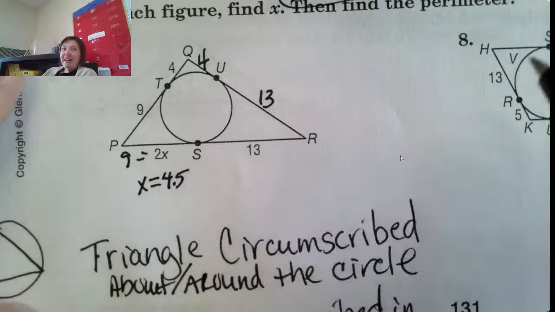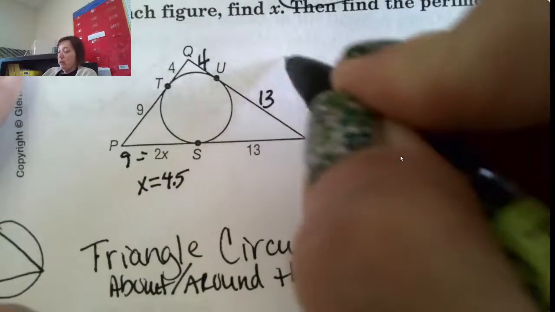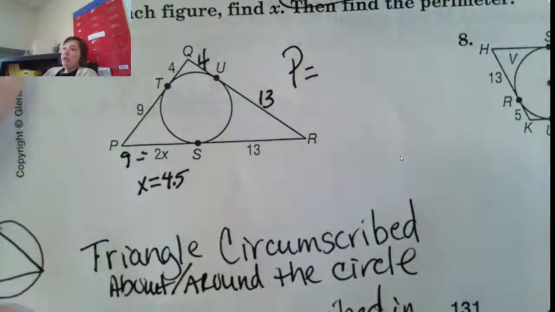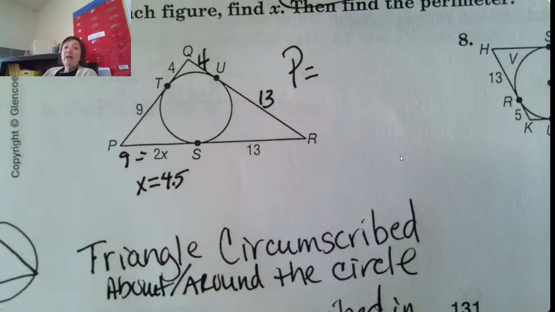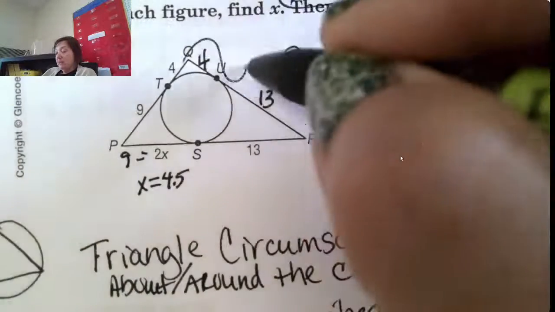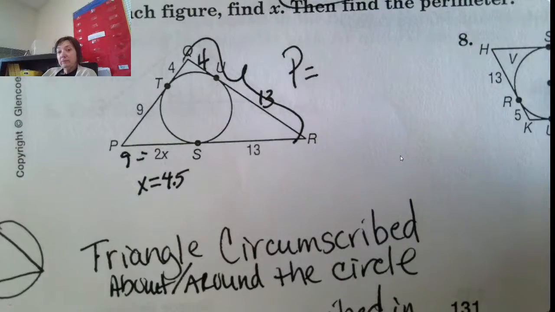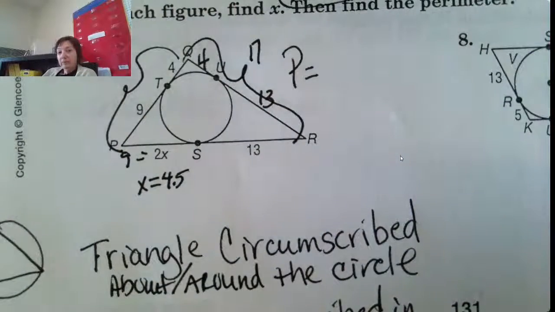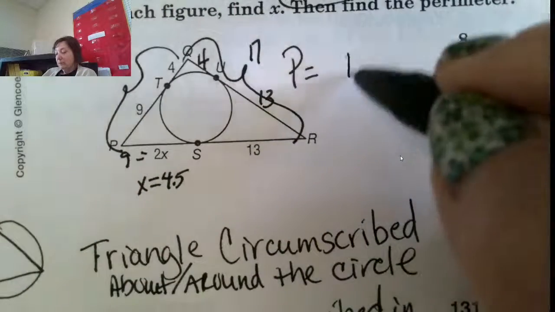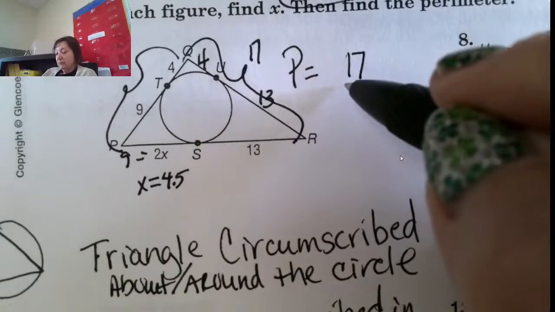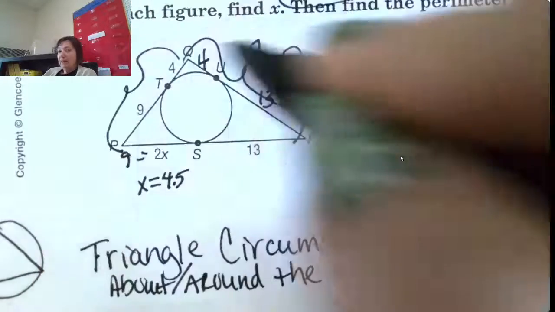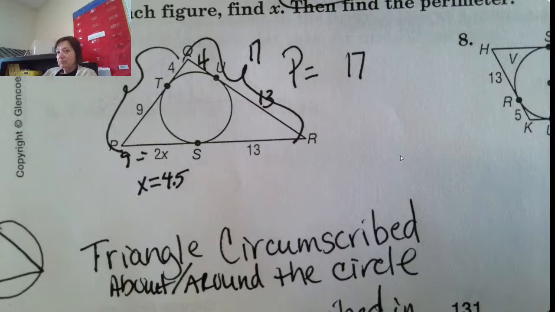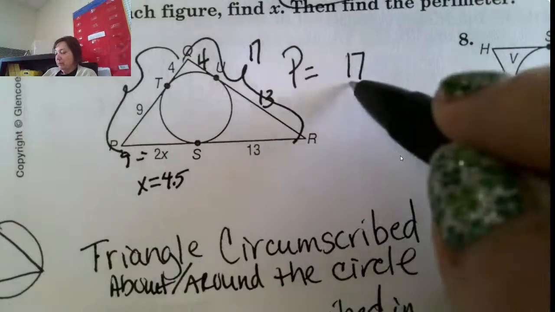All right. Now, the next thing is we've got to find the perimeter. How do you find the perimeter of a triangle? Add them all up. How big is this side? 4 plus 9 is 13. How big is this side? 17. I thought it was on the bottom.